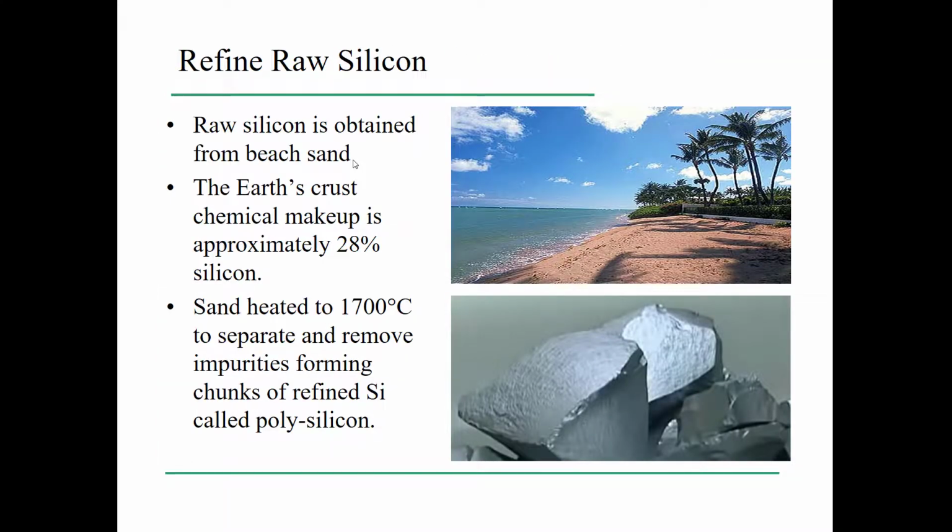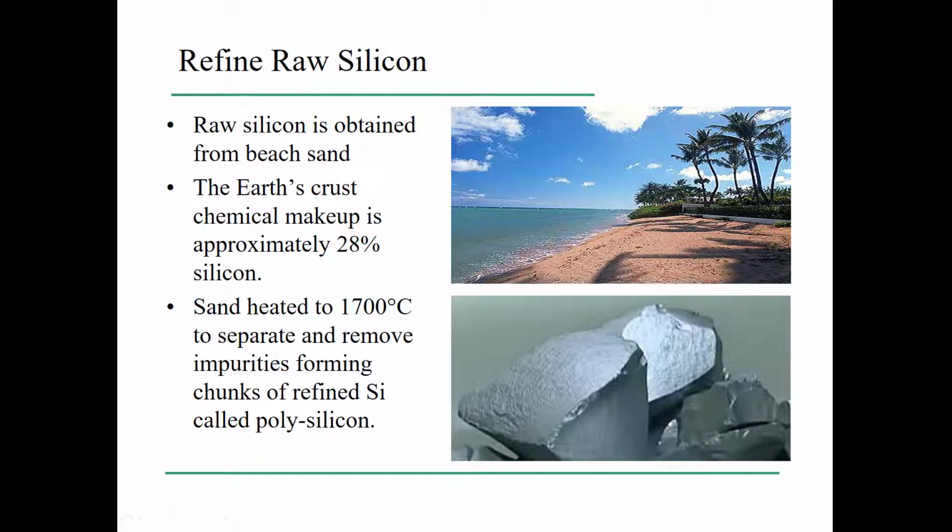Okay, well, the first step in producing a silicon wafer is to refine raw silicon. Raw silicon is obtained from beach sand. The sand is heated with gases up to a high temperature, 1700 degrees Celsius, to separate impurities. Now, silicon is very abundant. In fact, it's dirt cheap because it's so abundant. It's found in the Earth's crust. The chemical makeup of the Earth's crust is approximately 28% silicon. So silicon comes from beach sand.